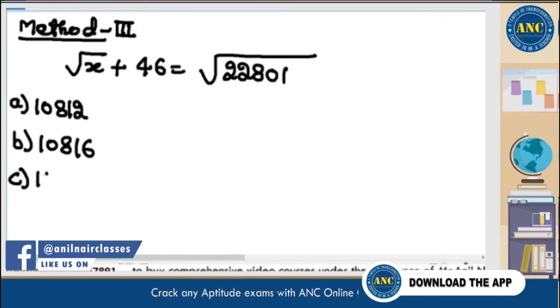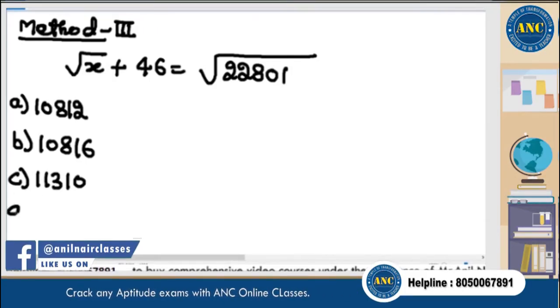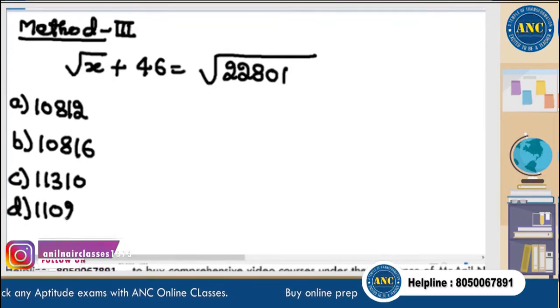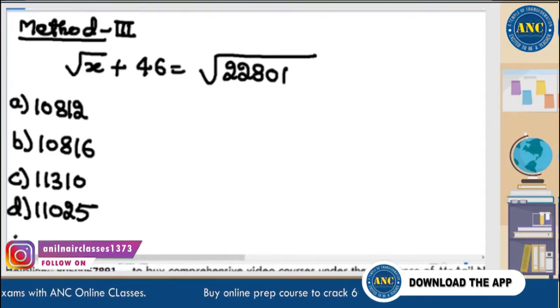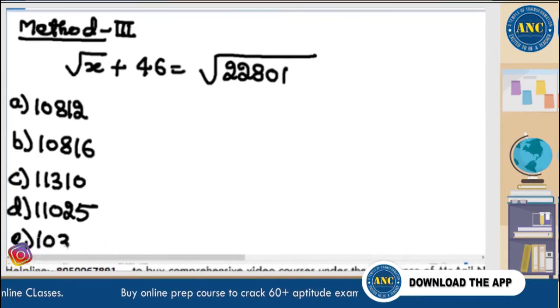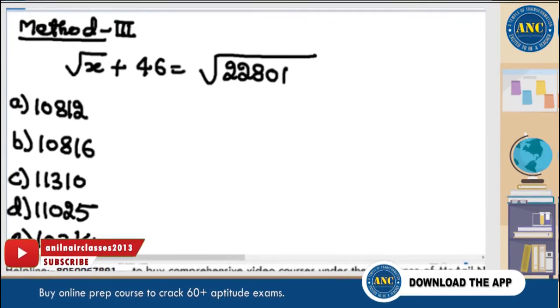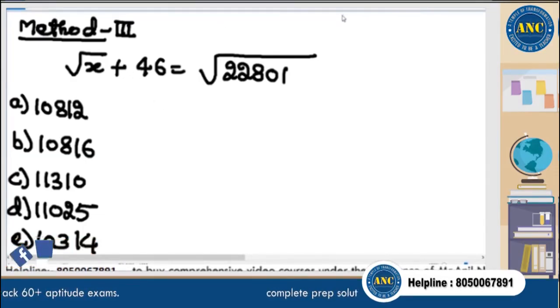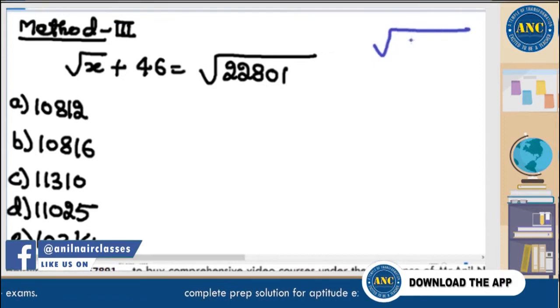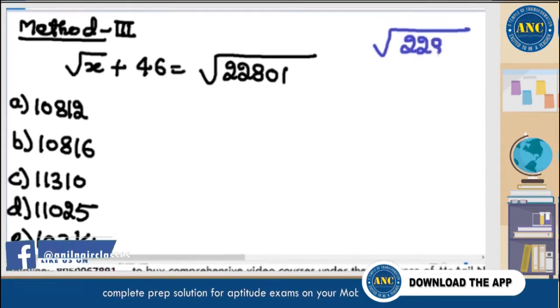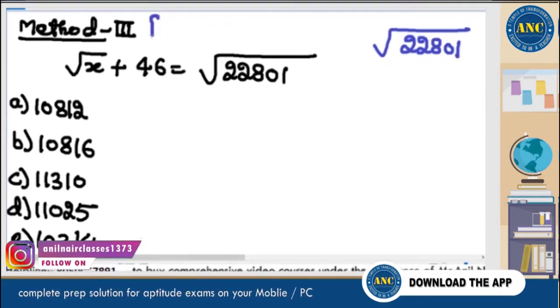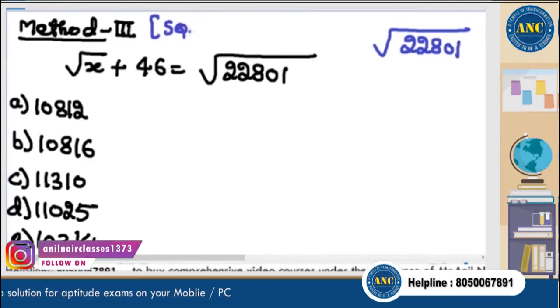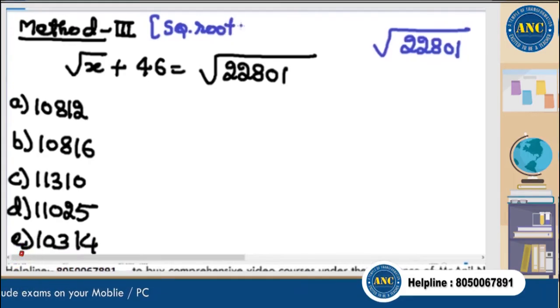Third option 11310. Just because you got the answer, do not feel so happy about it. You should know why the other 4 are incorrect. Then only you will feel extremely confident. Now see here, root of 22801. Listen carefully. In method 3, I am discussing how to find the square root of a perfect square.